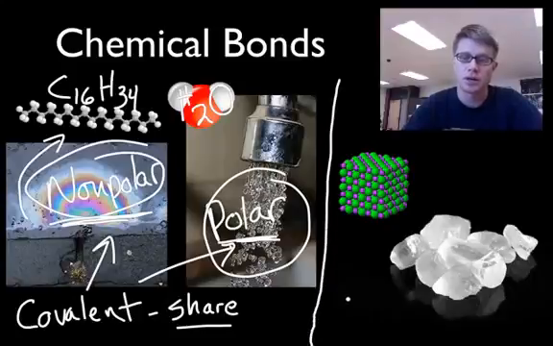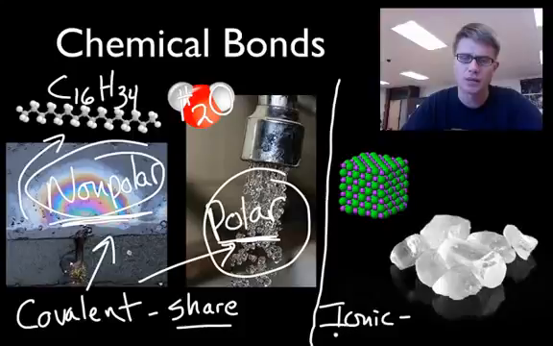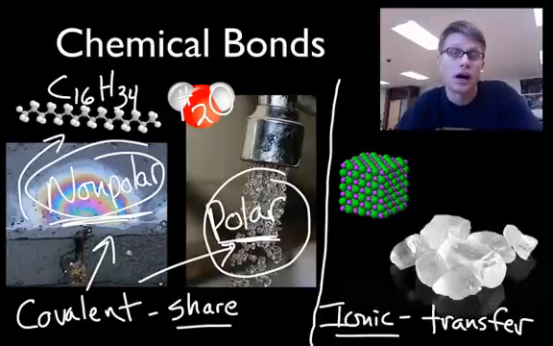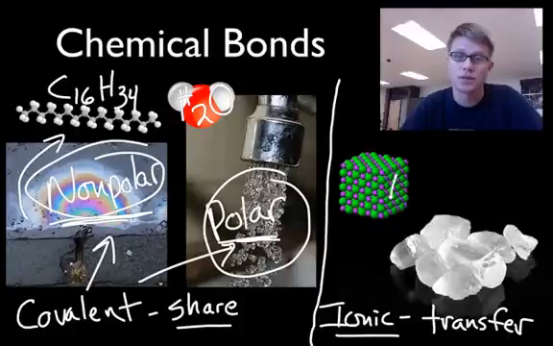Next one we'll talk about are going to be ionic bonds. In ionic bonds, you're actually transferring electrons between two different atoms, and those become what are called ions. And those ions are what are attracting it together. In this case, we've got NaCl, or just regular table salt, and that's an ionic bond.